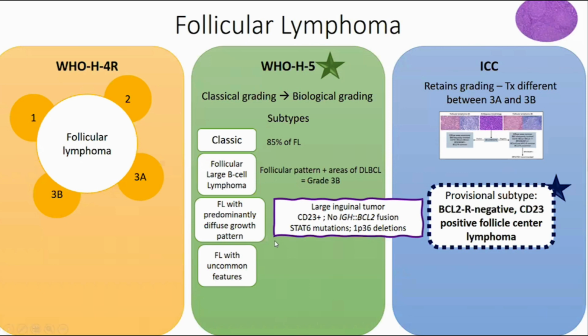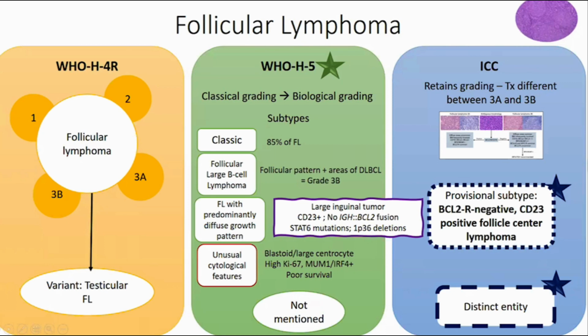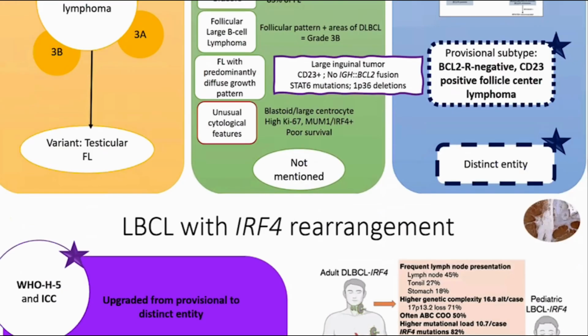But under the WHO 5 in the lymphoid review that was released in June, these were lumped, but now they seem to be separated out in the Blue Book online. And this has actually been called now unusual cytologic features instead of uncommon features. So a little change, but overall, there's one more entity that is discussed in the ICC. So the ICC has taken the testicular follicular lymphoma variant from the 4R and made it its own distinct entity. It's not even mentioned in the WHO 5, so we'll see if that also changes in the textbook edition, if they'll mention it.